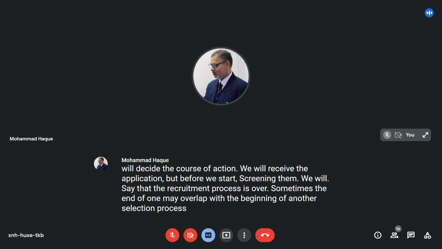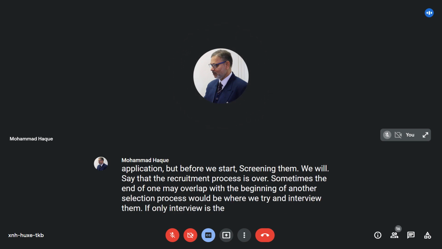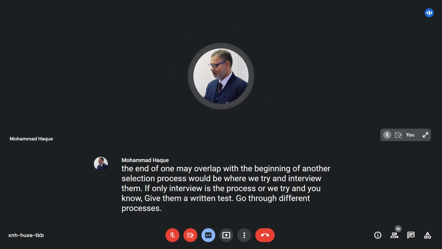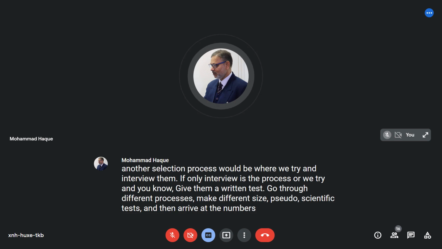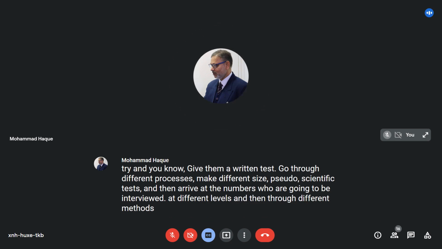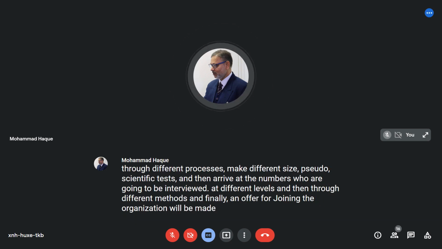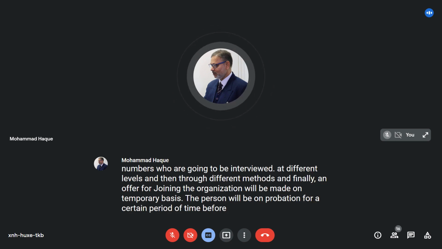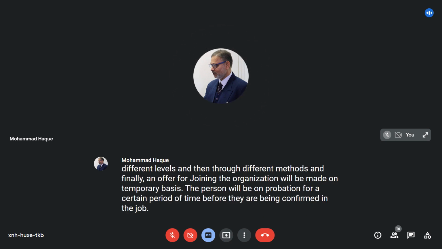Selection process would be where we try and interview them. We give them a written test, go through different processes, with different pseudo-scientific tests, and then arrive at the numbers who are going to be interviewed at different levels, and then through different methods, and finally an offer for joining the organization will be made on a temporary basis. The person will be on probation for a certain period of time before they are confirmed in the job. So that is the total process of procurement that has to be followed.